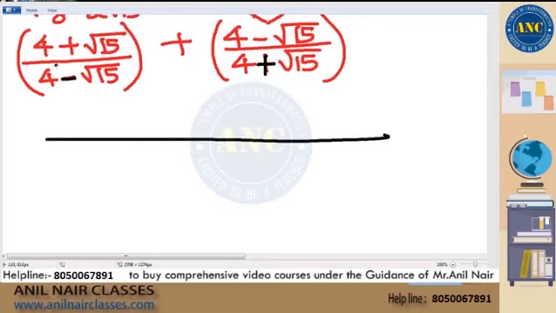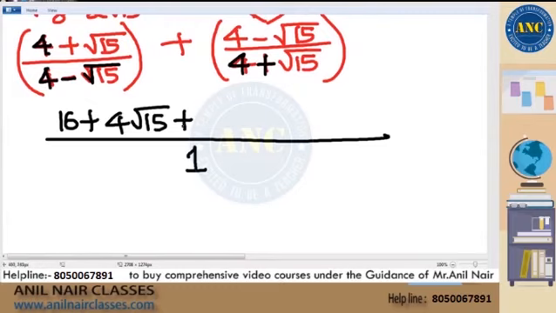Can I say that a square is 4 square, 16. b square is √15 whole square, 15. 16 minus 15 is 1. Write it 1 over 1. Now cross multiply. 4 into 4 is 16, plus 4 into √15 is 4√15, plus √15 into 4. I hope you are able to understand it, sir, right?